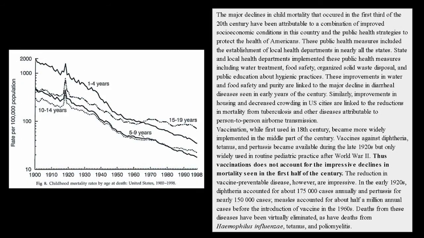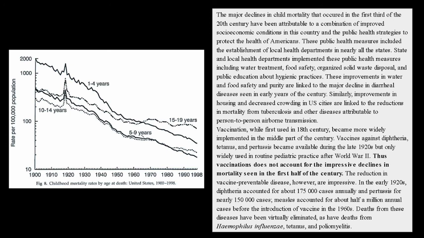The major declines in child mortality that occurred in the first third of the 20th century have been attributable to a combination of improved socioeconomic conditions in this country and the public health strategies to protect the health of Americans. These public health measures included the establishment of local health departments in nearly all the states. State and local health departments implemented these public health measures including water treatment, food safety, organized solid waste disposal, and public education about hygienic practices. These improvements in water and food safety and purity are linked to the major decline in diarrheal diseases seen in early years of the century.